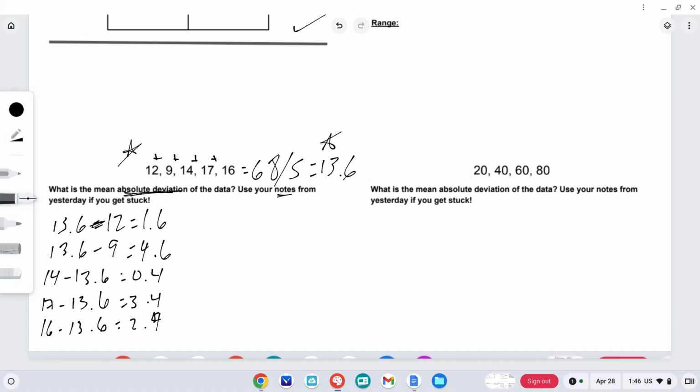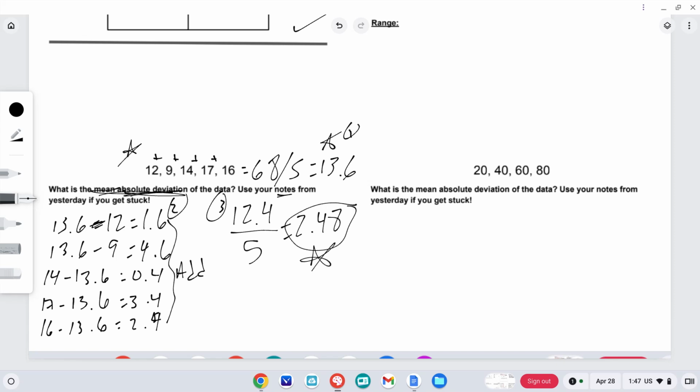So we've now found the mean. That was step 1. Step 2, we found those distances. Now step 3, find the mean of those distances. So we're going to have to add all of these together. Take a minute to add those together. You should have added them together to get 12.4. And again, there's 5 numbers, so I'm going to divide by 5. You should have gotten 2.48. So what was our mean absolute deviation? 2.48. If this was my test on my computer or my quiz, that would be the answer I would enter in.